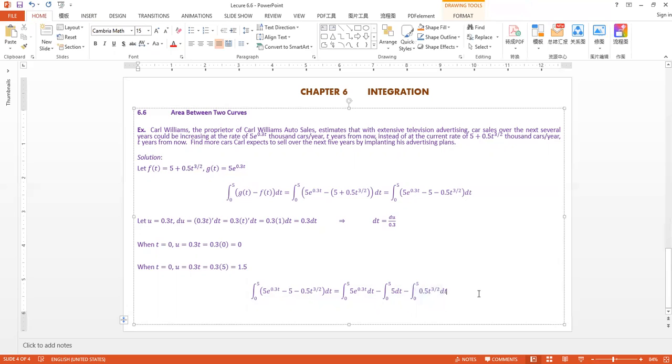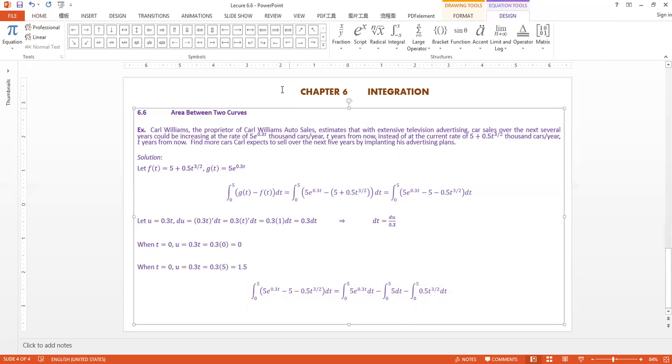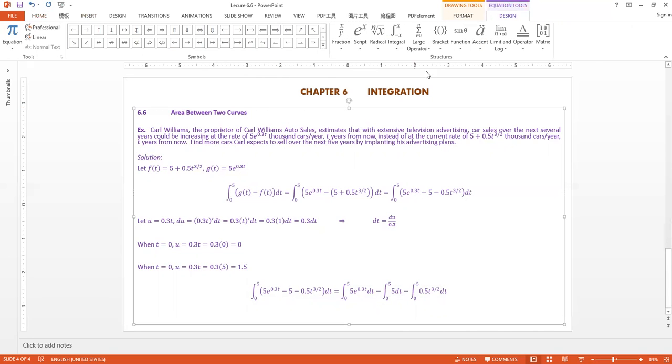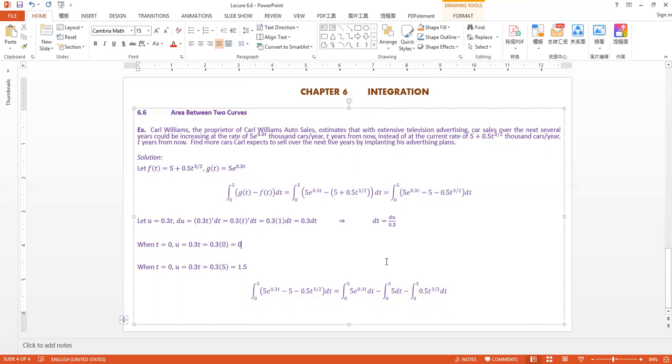Okay. So now, I guess I need to change the setting so that we can make the fonts a little larger. Okay.